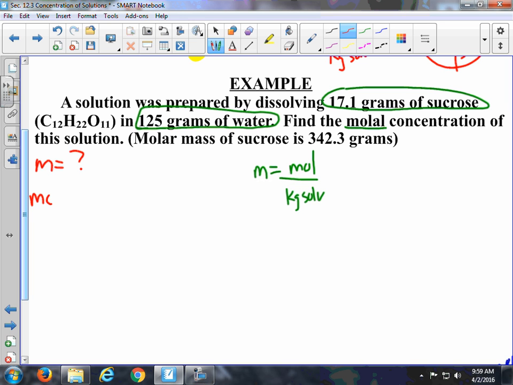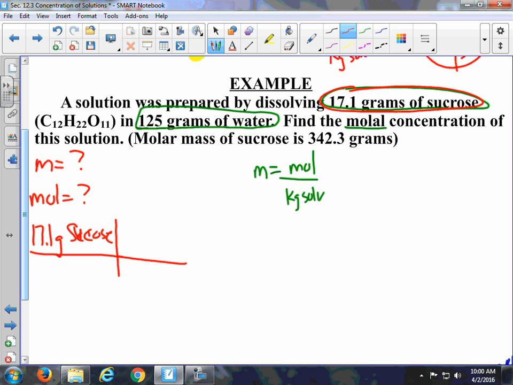Next up, moles. All right, can we figure out moles? Yes. We're going to have to do the same process we did when we solved for molarity to convert to moles. They give us 17.1 grams of sucrose. So again, we're going to have to do a one-step railroad track going grams of A to moles of A. 17.1 grams of sucrose. Remember, on the bottom, what do we want? We want to cancel out, so we're going to go grams of sucrose. And we're going to go moles of sucrose.